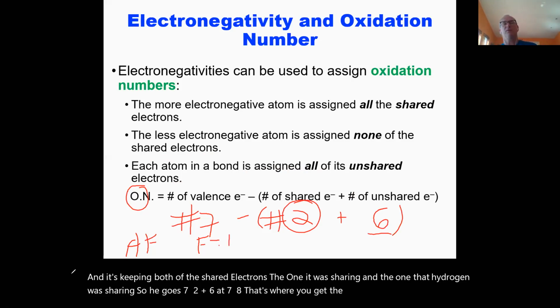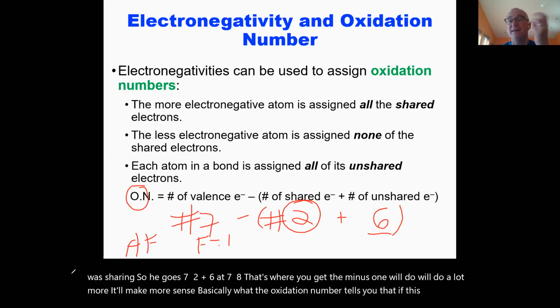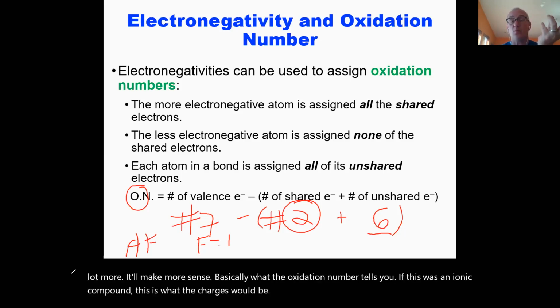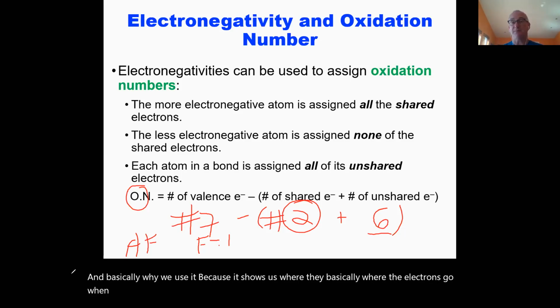We'll do a lot more of these. It'll make more sense. Basically, what the oxidation number tells you is that if this was an ionic compound, this is what the charges would be. And basically why we use it, because it shows us where the electrons go when a reaction takes place.